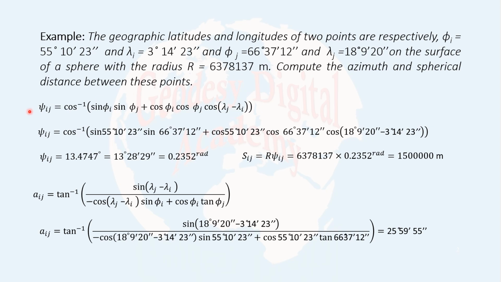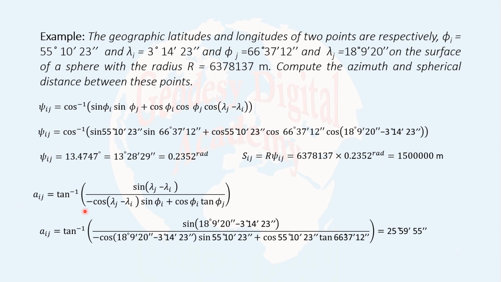So I just compute psi because I need it later. I have already derived the formula for it. If I insert the numbers, I get psi, this angle, which is exactly the same angle that I already had in the previous example. Now I change this angle to radian unit, and based on this curve length formula, I multiply this angle by the radius of the sphere and get 1,500 kilometers, as we already know.